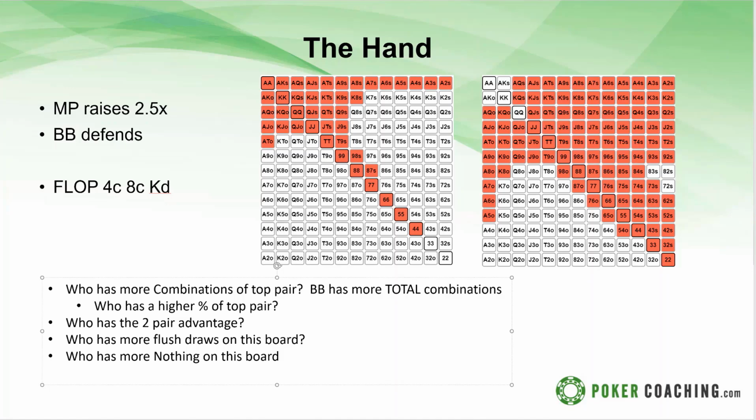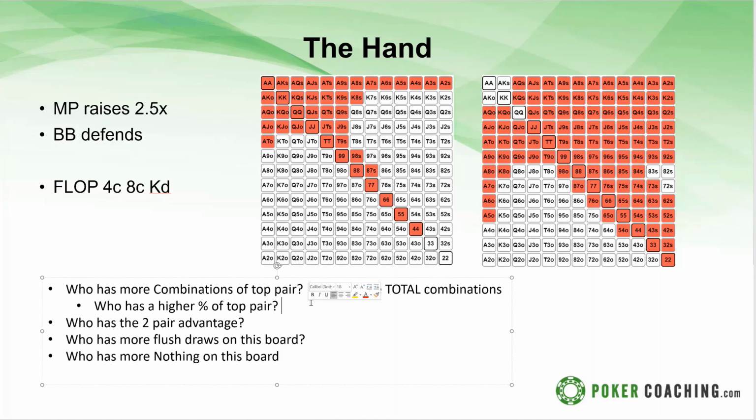The middle position, while they have way fewer combinations of top pair, as we're going to look at in the next slide, has a way higher percentage of top pair, even though they have fewer total combinations of top pair. And that's just because they don't have all this junk in here that the big blind has. So even though he has less total top pair, as a percentage of his range, as we'll see in the next slide, he has a significantly higher percentage of top pair.